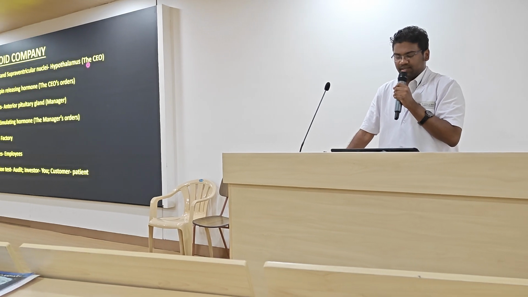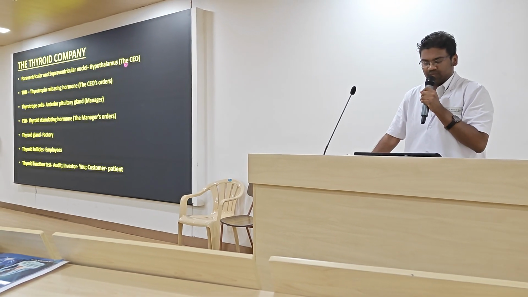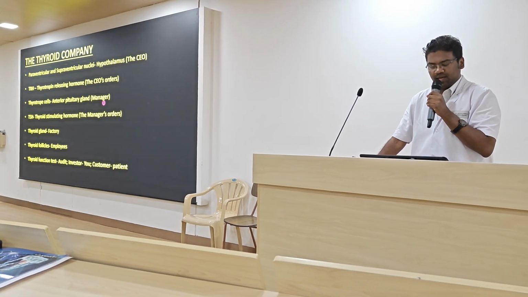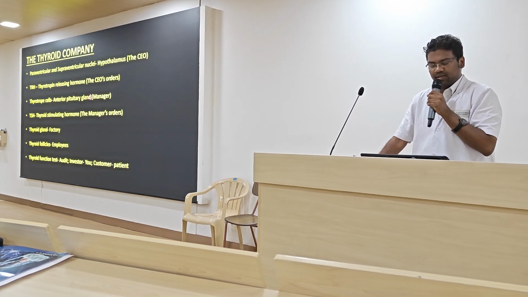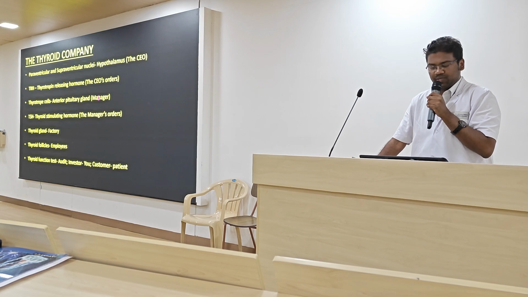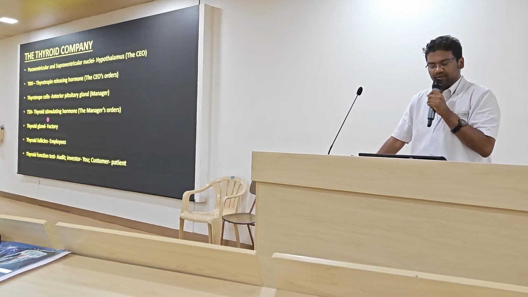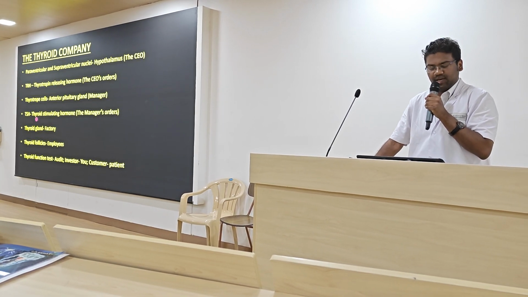So let me welcome you to the thyroid company. What does a company need? A CEO. Who's the CEO? The hypothalamus. The CEO has to give orders. How will the CEO give orders? TRH. Who gets the order? The manager. Who's the manager? The anterior pituitary. The manager also has to give orders, right? So what is the order of the manager called? Thyroid stimulating hormone. It goes to the factory, which is the thyroid gland.